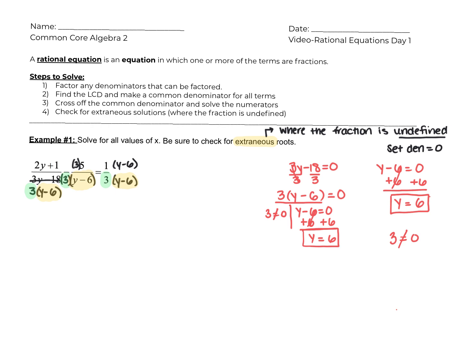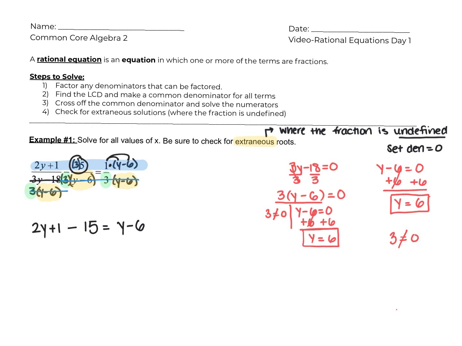Once I've made that common denominator, the rest is actually smooth sailing. We have to cross off that common denominator and then just solve the numerators. What's great about this is once we make it, we can cross off the denominators and we're going to focus our attention on the numerator. So we're going to solve the numerators now. So 2y plus 1 minus 3 times 5, which is 15, equals 1 times anything, which is just that thing, or y minus 6. You could distribute the 1 if you needed to, and you would still get y minus 6.